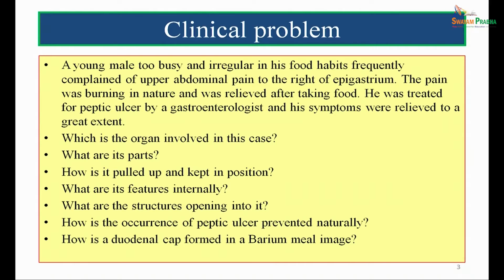Which is the organ involved in this case? What are its parts? How is it pulled up and kept in position? What are its features internally? What are the structures opening into it? How is the occurrence of peptic ulcer prevented naturally? How is a duodenal cap formed in a barium meal image?